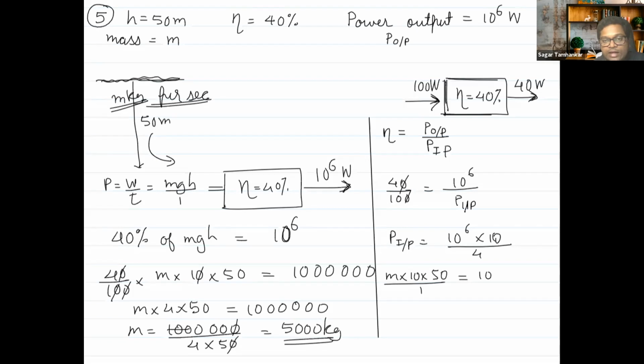And this is 10 to the power 6 into 10 upon 4. So m will be 10 to the power 6 into 10, and this 10 into 50 goes down. So here it gets cancelled. And again, the calculations are the same as we got over here. m will be 5,000 kgs.